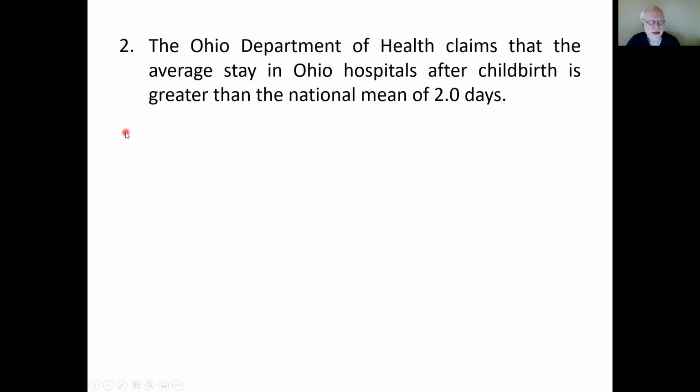All right, a second example. The Ohio Department of Health claims that the average stay in Ohio hospitals after childbirth is greater than the national mean of 2.0 days. So again, what is the population parameter that we're interested in? What's the null hypothesis? What's the alternative hypothesis? And is it left or right-tailed? So pause, write those out, and then we can return to see if you got the same thing that I did.